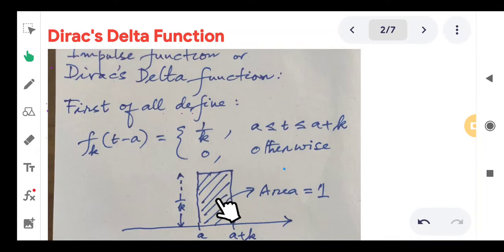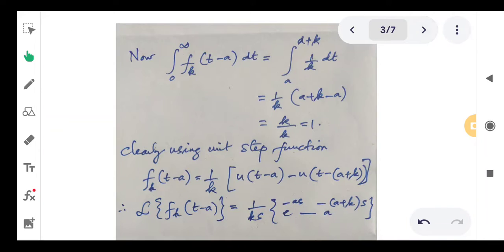So you can see that the area here is 1, which you can see by using this integral: the integral from 0 to infinity of that function with respect to t. The function has the value 1/k between a and a + k, and elsewhere it is 0. So 1/k can be taken out, and integrating 1 gives t, between a and a + k, which is a + k − a. The a cancels, and we get k/k, which is 1. So that integral is 1, meaning the total area under the curve is equal to 1.